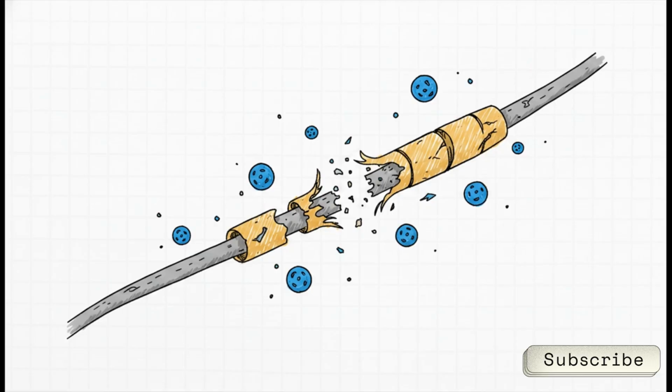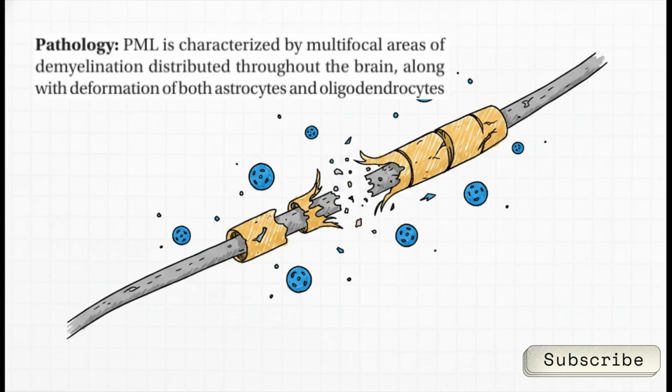What this virus does is it attacks and destroys oligodendrocytes. Remember, those are the cells that make myelin, which is basically the insulation for the neurons in your brain. So you get this widespread demyelination. It's like stripping the wires in the brain's electrical system.